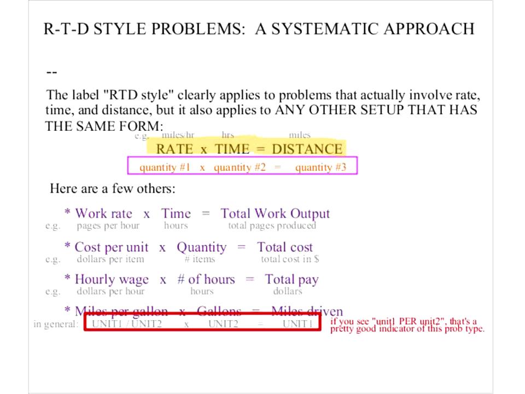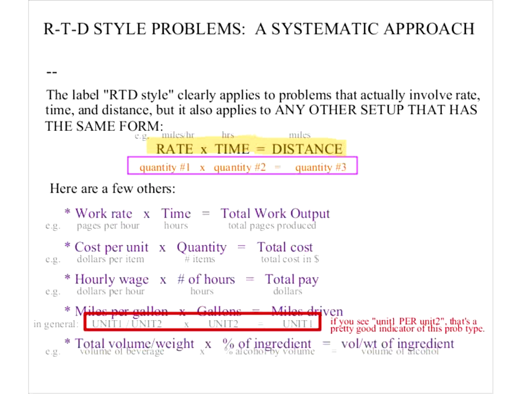And then finally, a big one, the percent ingredient mixture type problems. Those are also rate, time, distance type things. And then not to be outdone, this is a huge one: a lot of problems involving arithmetic mean and count and sum. So all of these are essentially the same template. Smiley face if you see how these quantities are related in the same way as these.